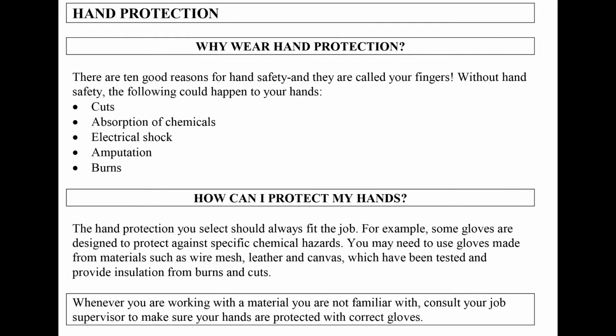The hand protection you select should always fit the job. For example, some gloves are designed to protect against specific chemical hazards. You may need to use gloves made from materials such as wire mesh, leather, and canvas, which have been tested and provide insulation from burns and cuts. Whenever you are working with a material you are not familiar with, consult your job supervisor to make sure your hands are protected with correct gloves.